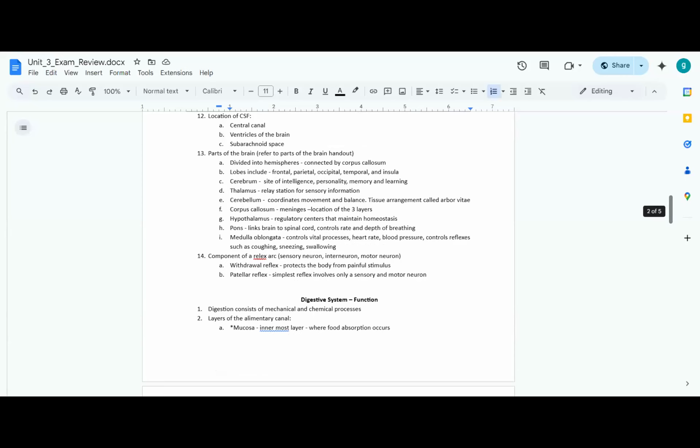The insula is kind of under the frontal lobe. Insula means like insulated, so it's kind of internal. And that's why it doesn't have an associated skull bone.